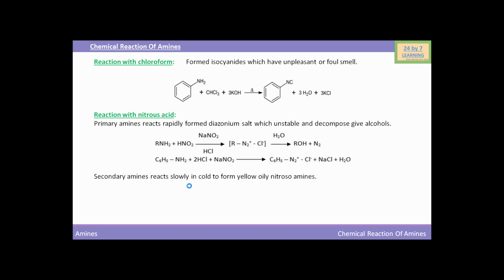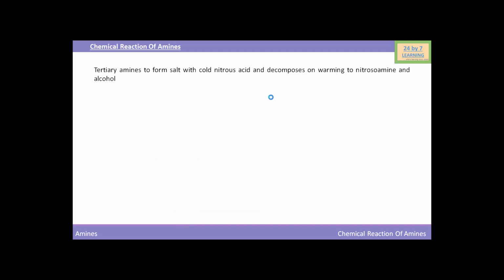Secondary amines react slowly in cold to form yellow oily nitrosamines with nitrous acid. So here is the reaction for this. R2NH, that is secondary amine, when it reacts with HONO, that is nitrous acid, then the reaction will yield R2NNO, that is nitrosamine. Similarly, when aromatic secondary amine reacts with nitrous acid, then they will also form the nitrosamines.